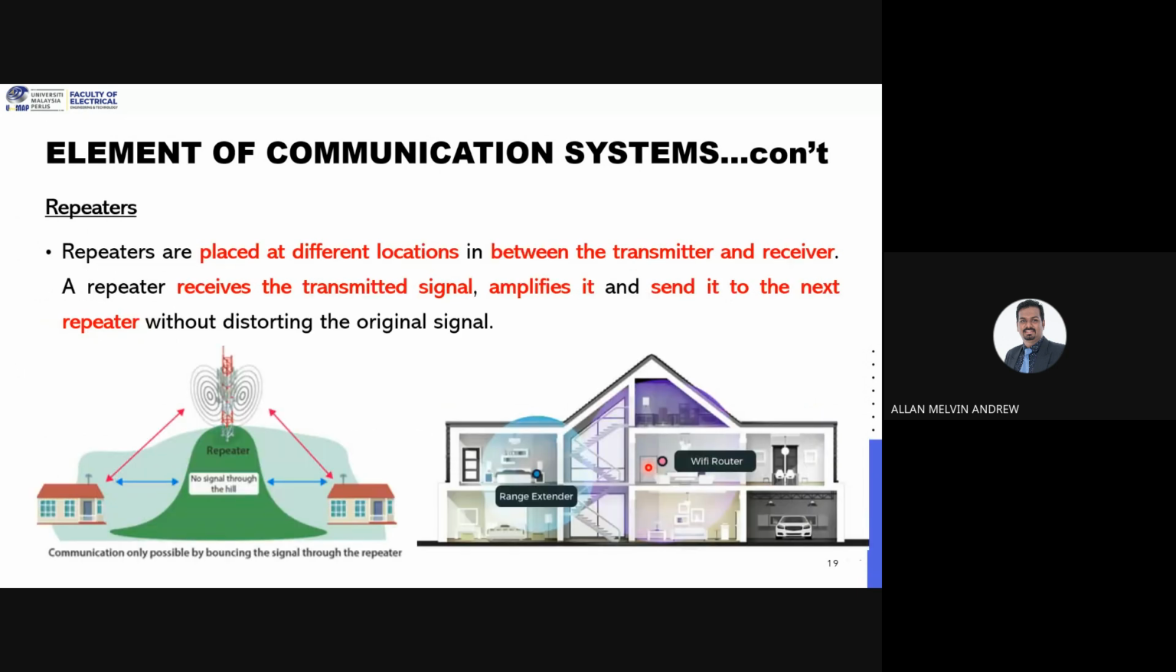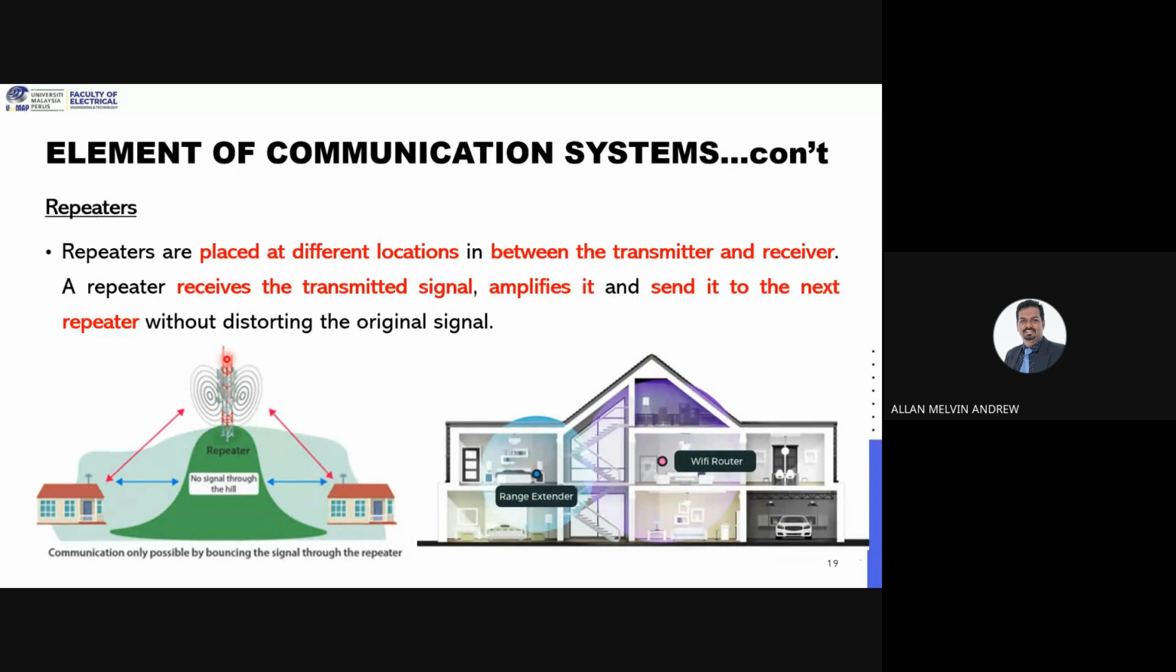Okay, so we also can have repeaters. What are repeaters? You can see the picture here. Repeaters are placed in different locations in between the transmitter and receiver. Let's say you want to transmit from here, you can see an antenna here. You try to send, but suddenly there's a hill in between, so the signal cannot go well to the destination or the receiving end.